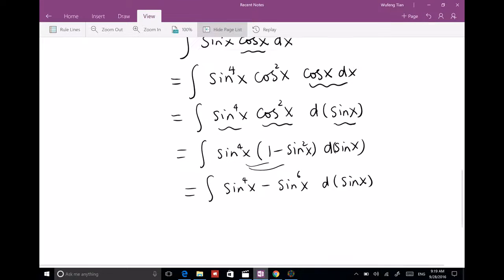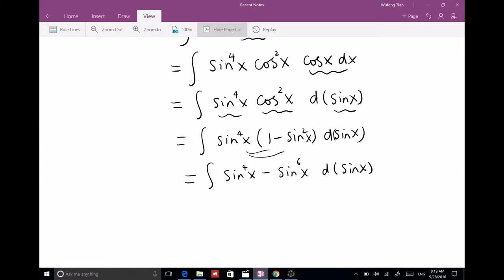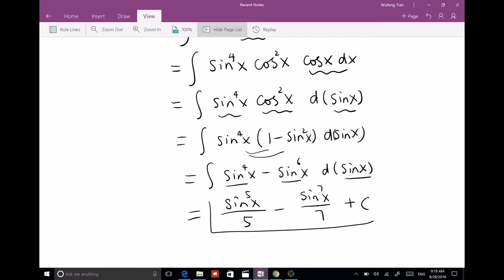Okay, then you can use u substitution if you would like to, but normally I would just do sine x, because you have exactly the same thing. So you'll just have sine x power 5 over 5 minus sine x power 7 over 7 plus c. Okay, did you all get the same thing? Does it make sense? Yeah.